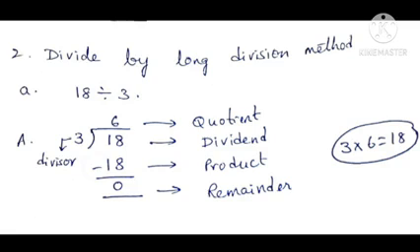Next, what should we do? We have to subtract it. 18 minus 18, how much will we get? We will get 0. This 3 is the divisor, 6 is the coefficient, this 18 is the dividend, this 18 is the product, 0 is the remainder.